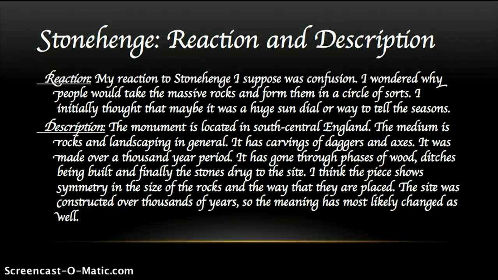A description of Stonehenge: the monument is located in south central England. The medium is rocks and landscaping in general. It has carvings of daggers and axes. It was made over a 1,000-year period. It has gone through phases of wood, ditches being built, and finally the stones brought to the site. I think the piece shows symmetry in the size of the rocks and the way that they are placed. The site was constructed over thousands of years, so the meaning has most likely changed as well.